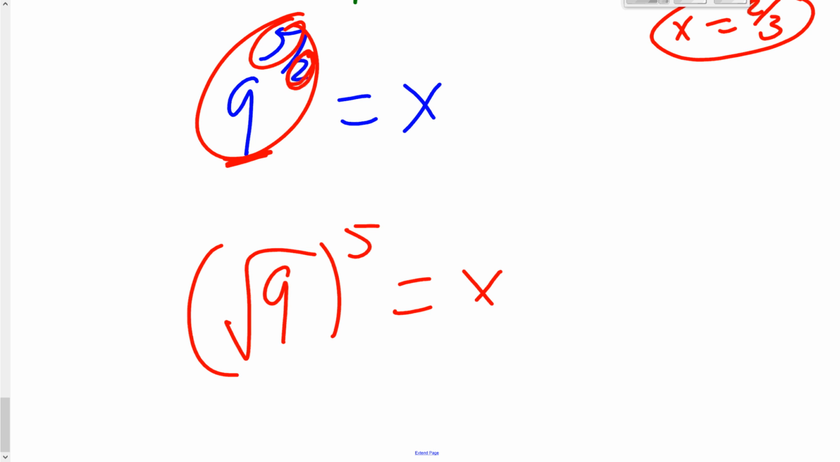So what times itself 2 times is 9 is 3, and 3 to the 5th is whatever 81 times 3 is. So you have to get a calculator for that.